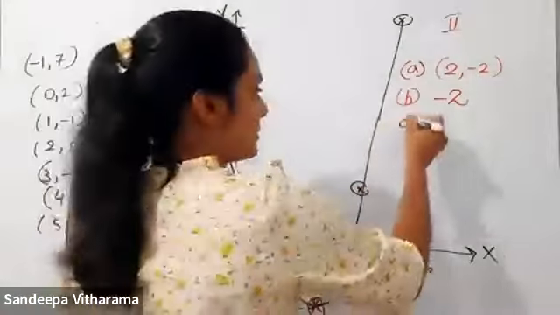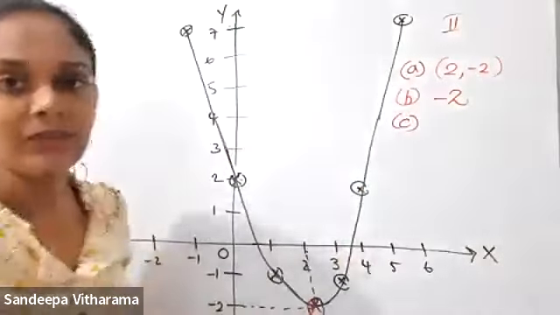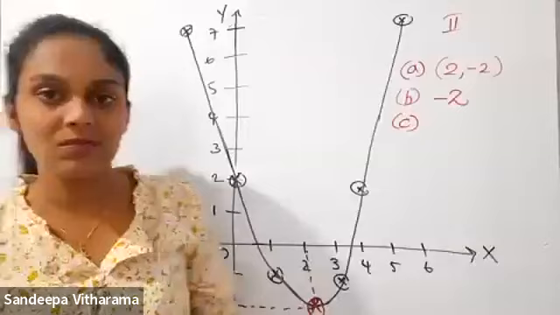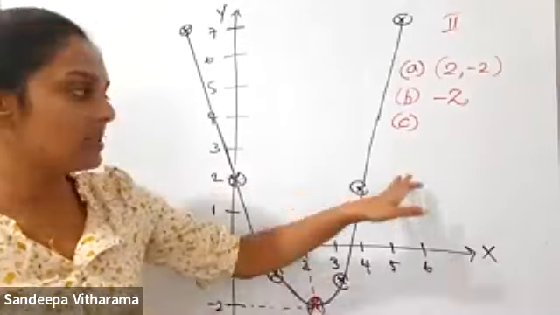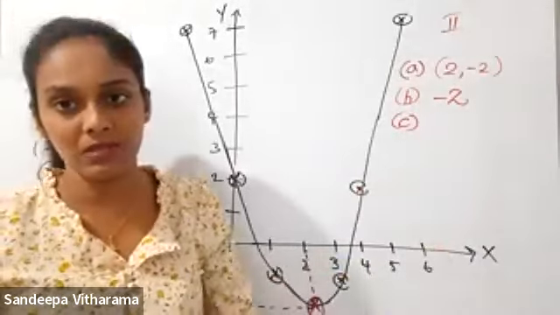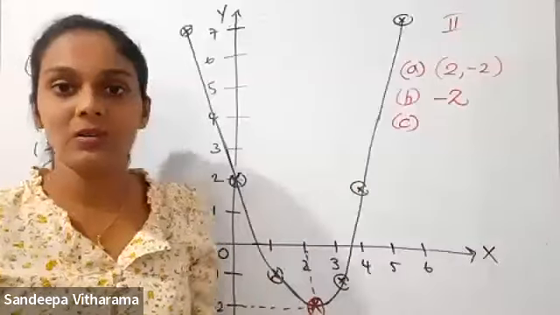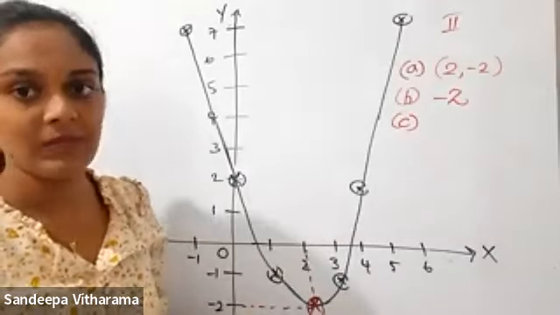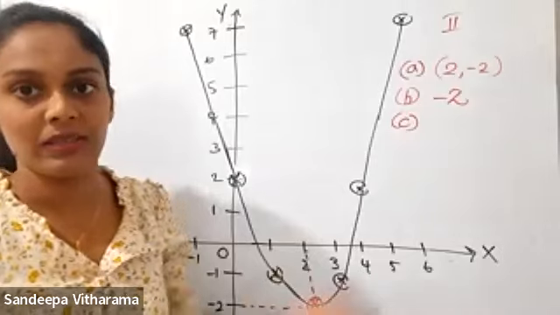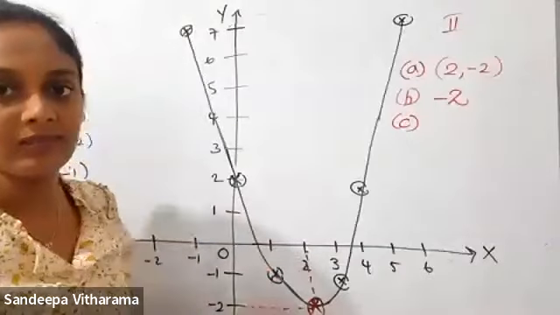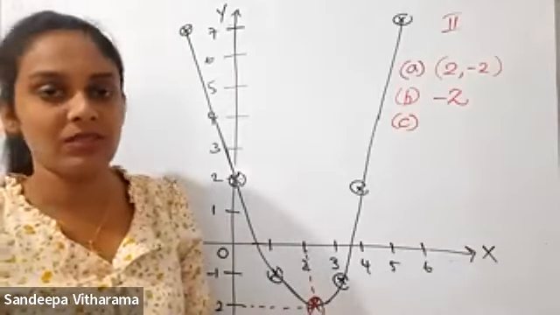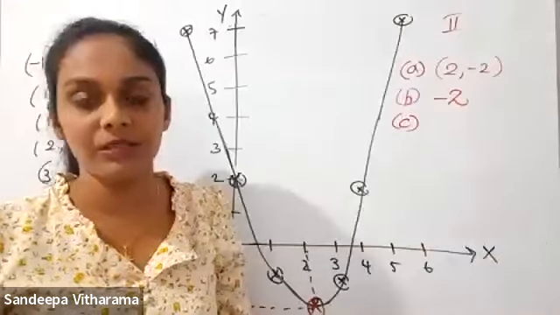This is very important. How do we write the x values when the function is 0? Function 0 means the y value becomes 0. Where does the y value become 0 in a coordinate plane?